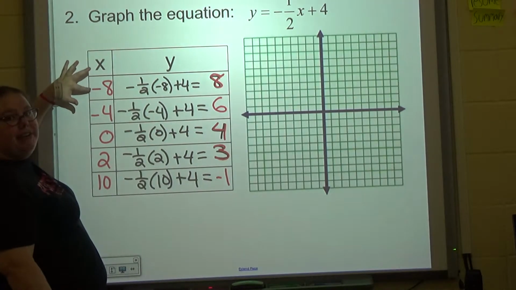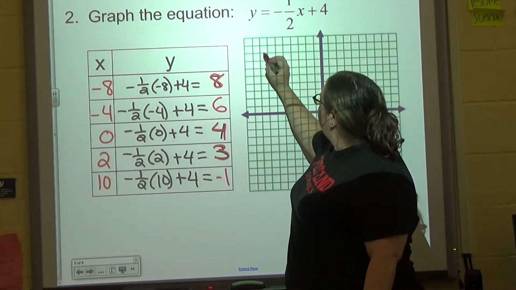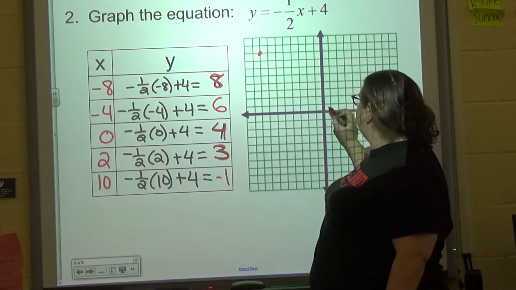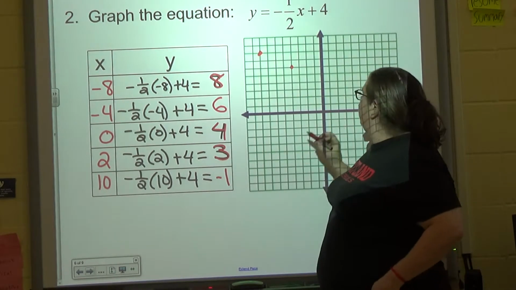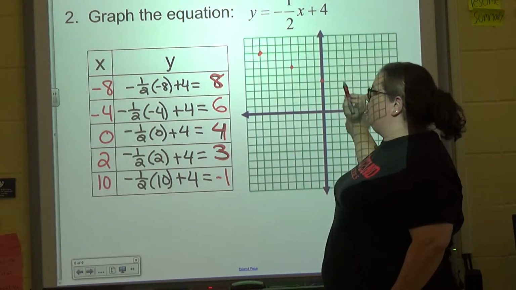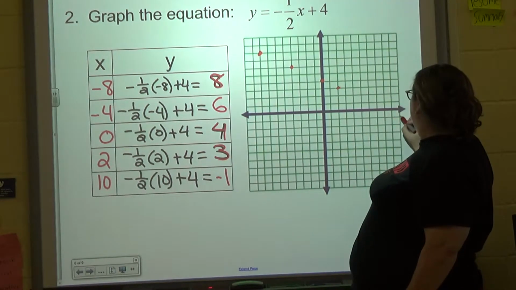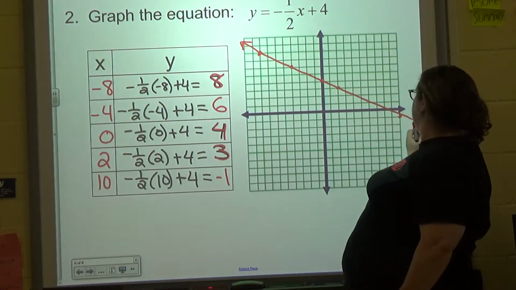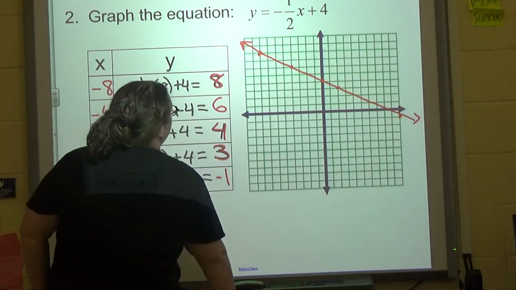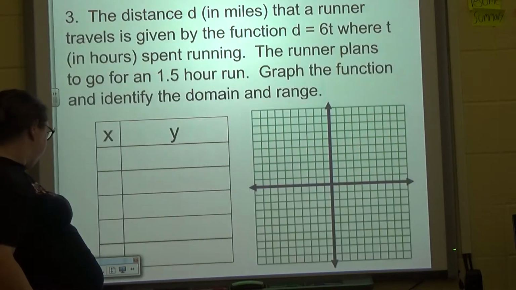Alright, so now we're going to plot negative 8, 8. Starting at 0, 0, negative 8, up 8. Negative 4, up 6, and so on, and 10, negative 1. And that's it. It doesn't matter what you pick, just make sure you plug in accurately.